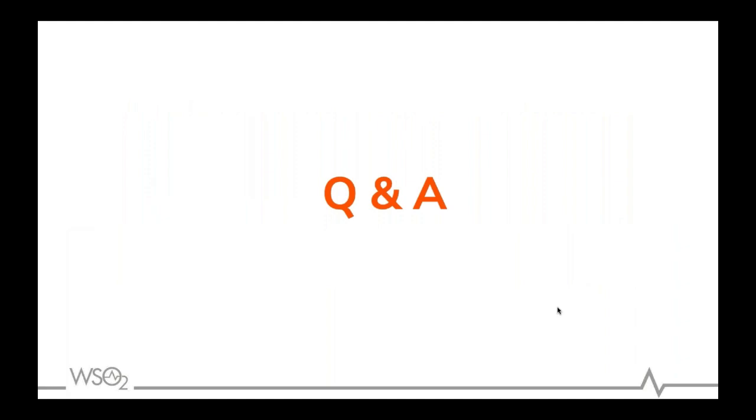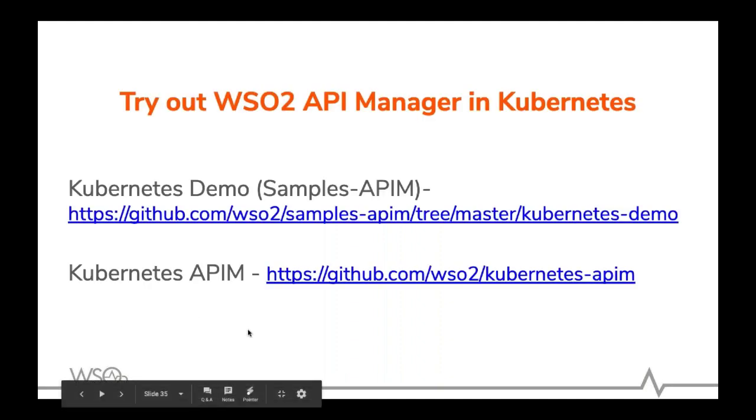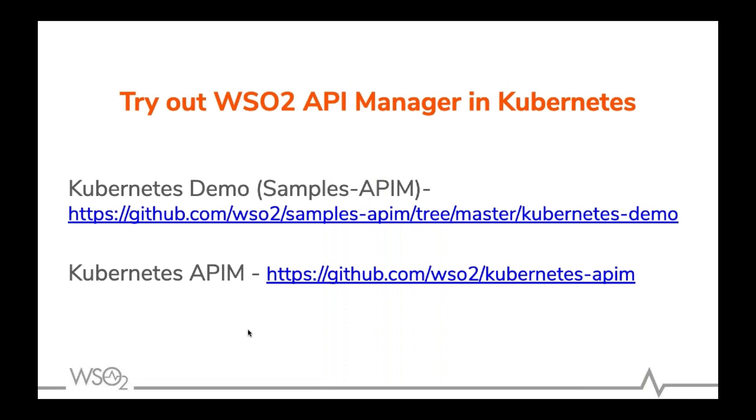So the one question is what version we have used. We have used API Manager 2.6.0, which is the latest release, so you can deploy and try that as well. And if you go to the Kubernetes API Manager repo, you have those artifacts for API Manager starting from 2.1.0 to 2.2.0, 2.5.0, like that.